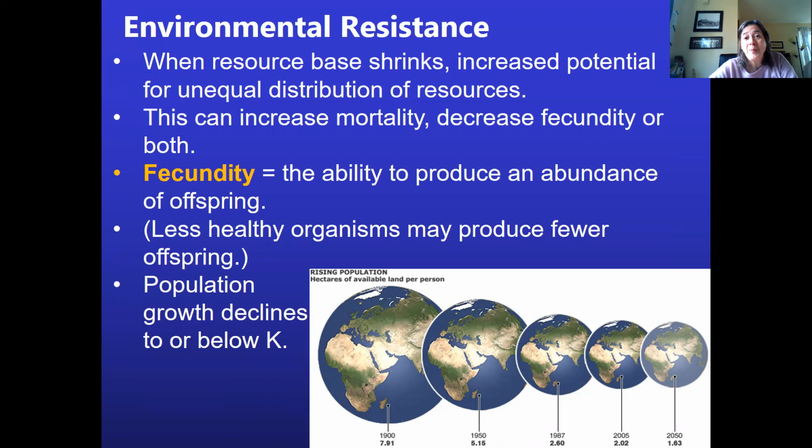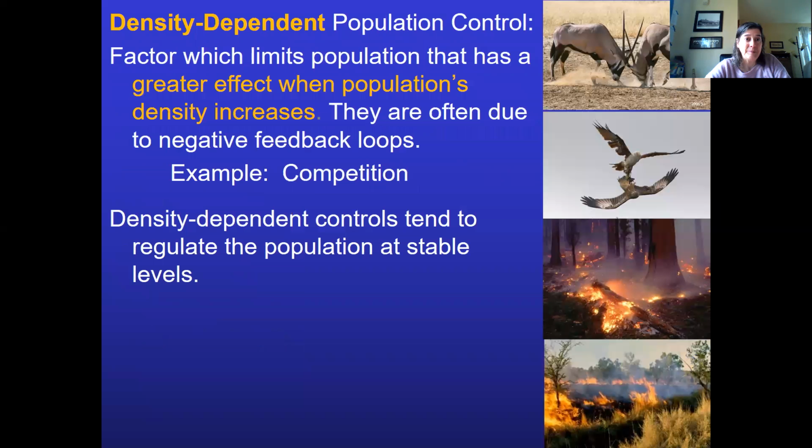So environmental resistance: when the resource base shrinks, there's increased potential for unequal distribution of resources. This can increase mortality, decrease fecundity, which if you don't know what that means, that's the ability to produce an abundance of offspring, or both. So less healthy organisms are going to produce fewer offspring, and then population growth will decline to at or below your carrying capacity. Most of this unit is going to be human population growth, and we'll study that coming up in our next chapter, chapter 6.